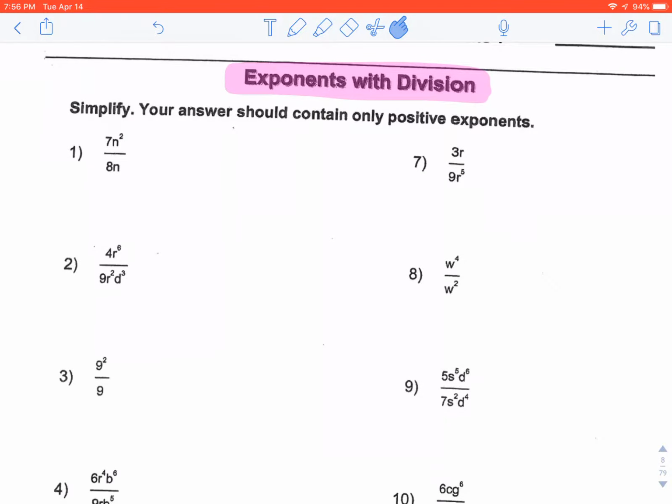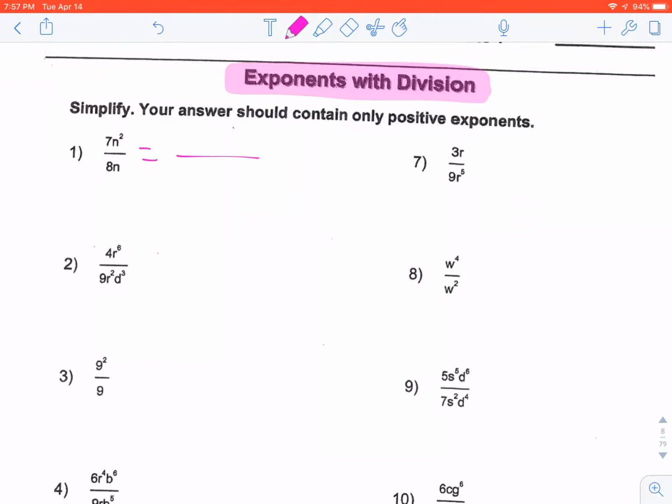Okay, your second assignment from last week was property 2, which says when you divide same base, you are subtracting exponents. Remember, it's bigger minus smaller. Keep the answer where the bigger exponent is.